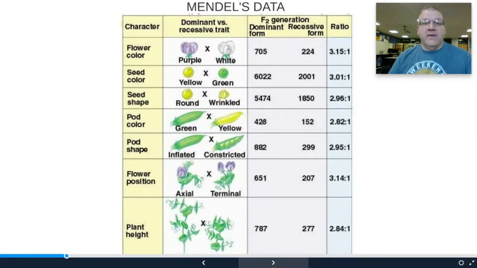Here are some of Mendel's actual data. You can see the number of offspring that he had produced and counted. Notice the ratios all come up very close to a 3-to-1.